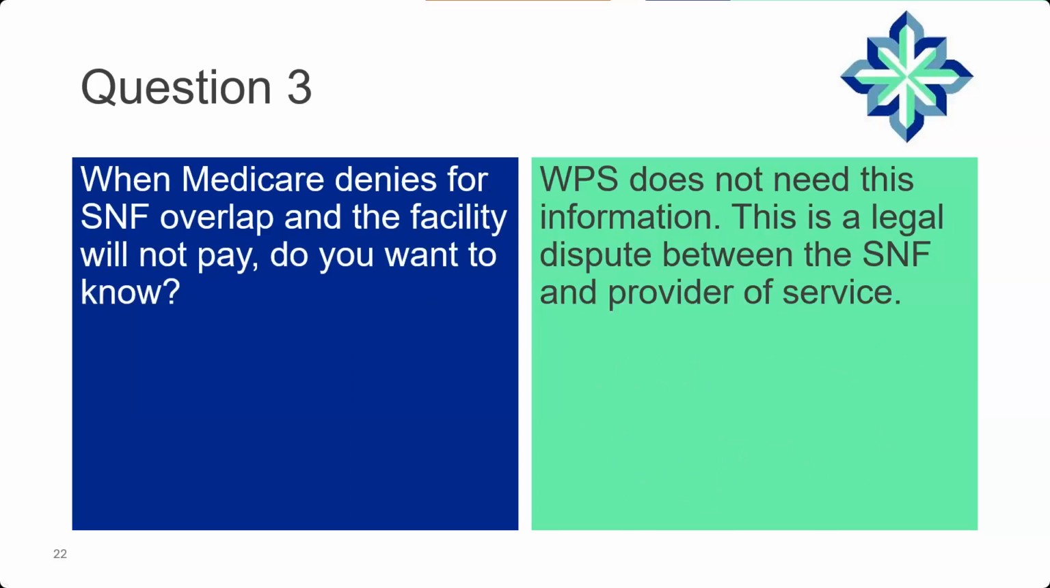Next question. When Medicare denies for a SNF overlap and the facility will not pay, do you want to know? The answer is WPS does not need this information. We have no need for it. This is a legal dispute between the SNF and the provider. So the provider who gave the service, who's billing them, and the SNF's not paying them, this is a debt collection that is owed to that provider. You should follow whatever the legal action is for a debt collection for you.